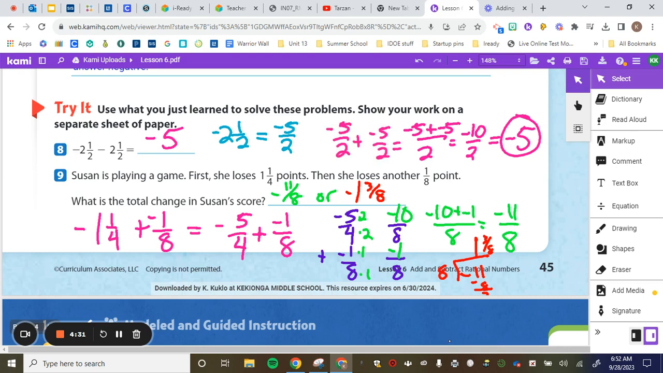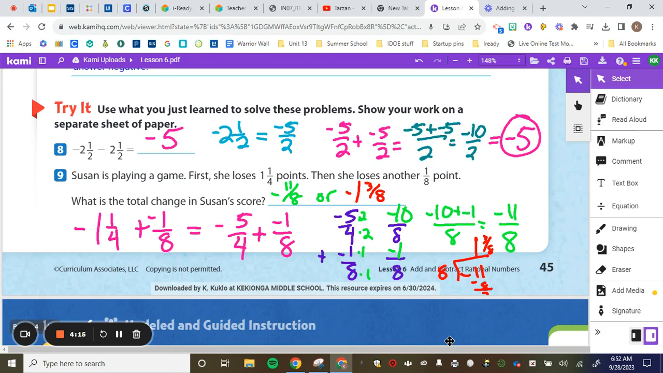I forgot to show the keep, change, flip there because we keep the first number as negative. We change minus to positive when we change our second number to a negative. Then I don't have to find a common denominator. They already have one. So negative 5 plus negative 5 is negative 10 over 2.